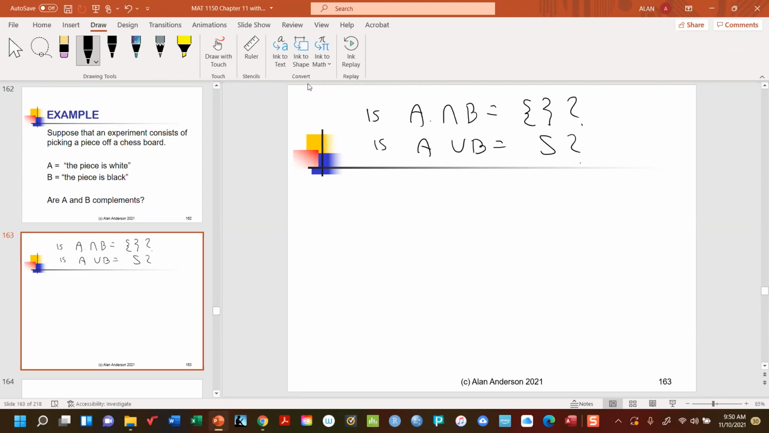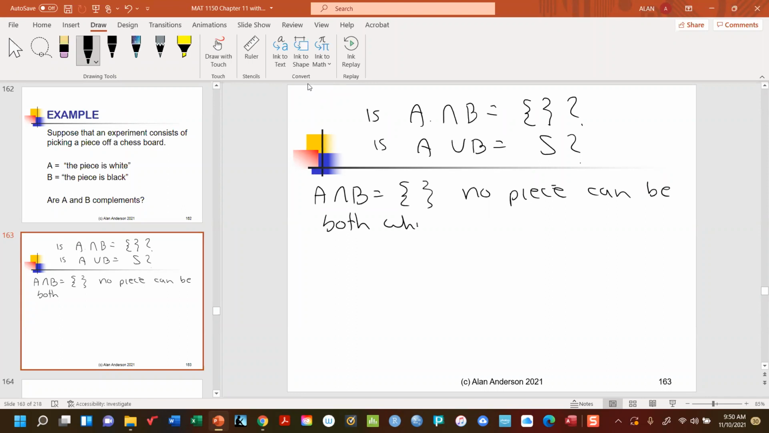Okay, so A union B equals the empty set because no piece can be both white and black. Oh, that one's a yes. So yeah, I forgot to write in the yes.